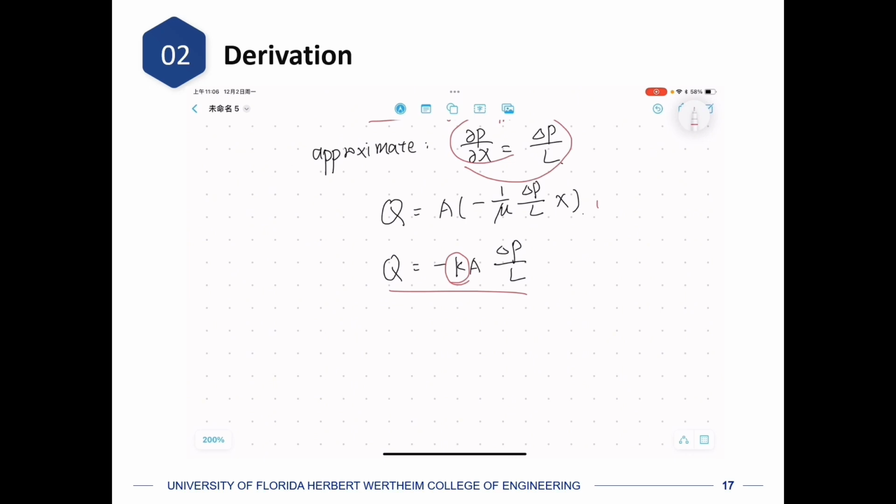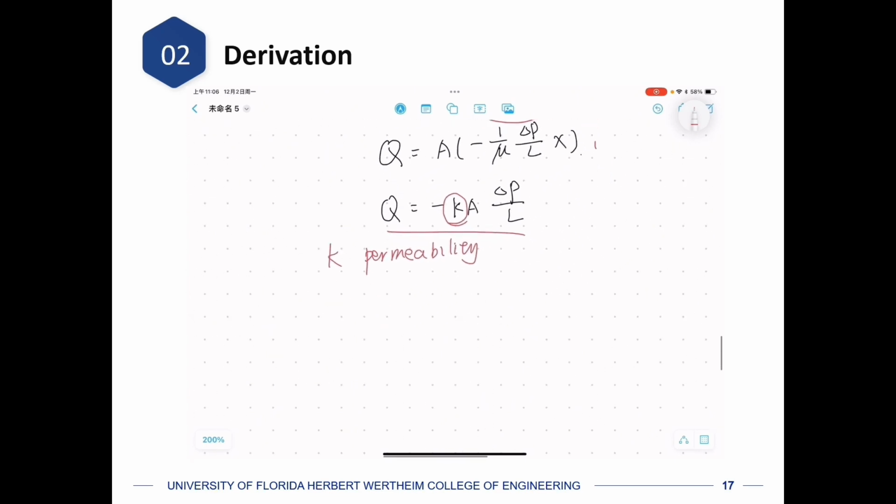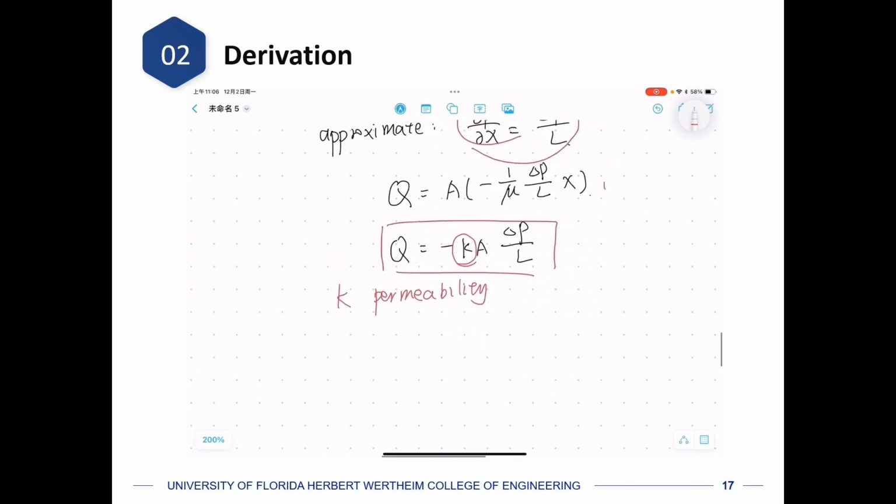And inside this equation, K is the permeability of this porous media, which is determined by the media's porosity. So these 4 steps will arrive at the final form of this, Darcy's law.